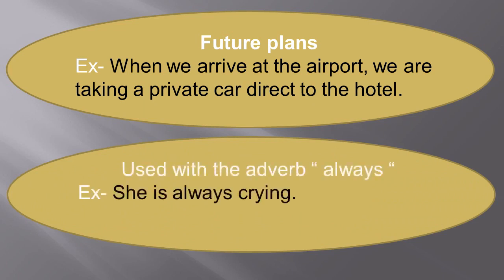Another use is with the adverb always. For example, he is always asking questions. She is always crying. That means to represent a habitual habit with the adverb always. That represents the frequency. He is always found doing his homework. He is always found cooking. So, with the adverb always, we use present continuous tense.